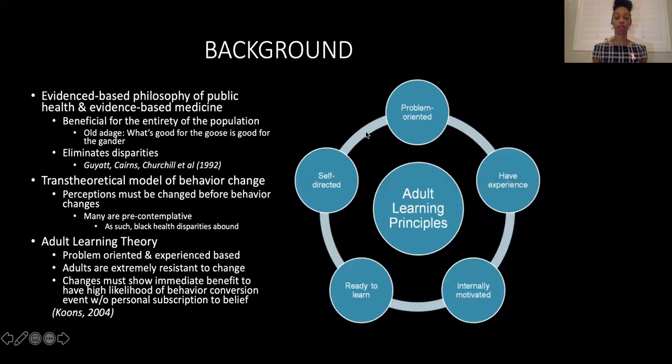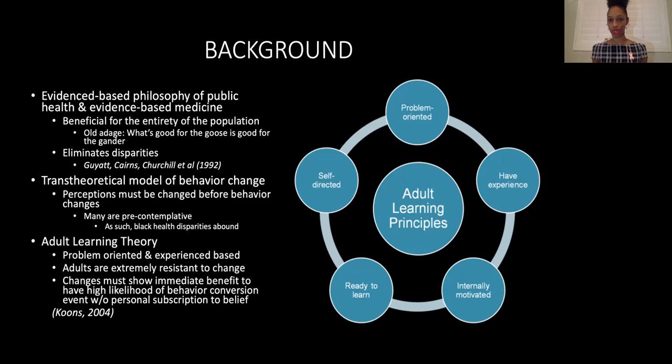Some of the background coming from the inequities with the Black Americans in the United States really stems from a storied history of how we got here in the first place. But before that, I want to talk about some of the evidence-based philosophies of public health and evidence-based medicine. When we implement these types of philosophies and medical practices within the community, then you start to notice an entirety of health, not just within certain populations, but within the entire community.